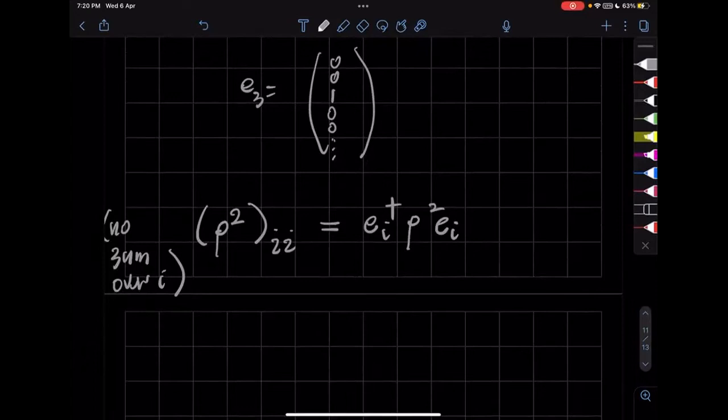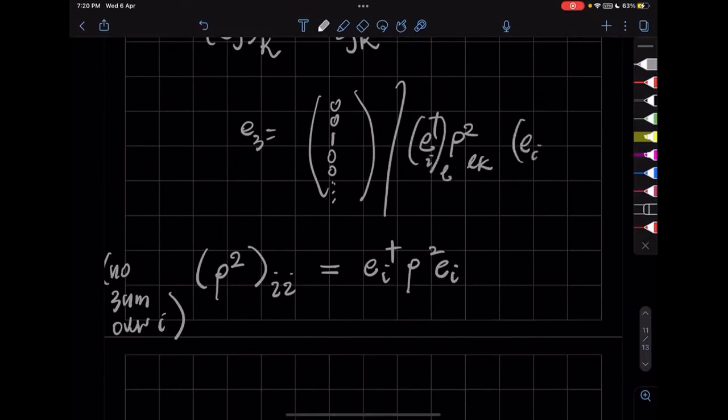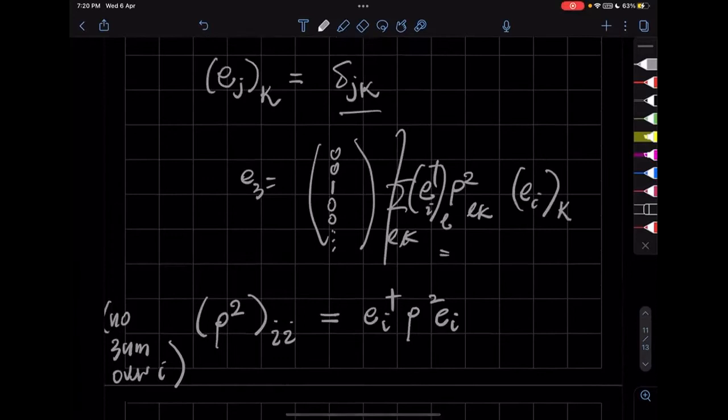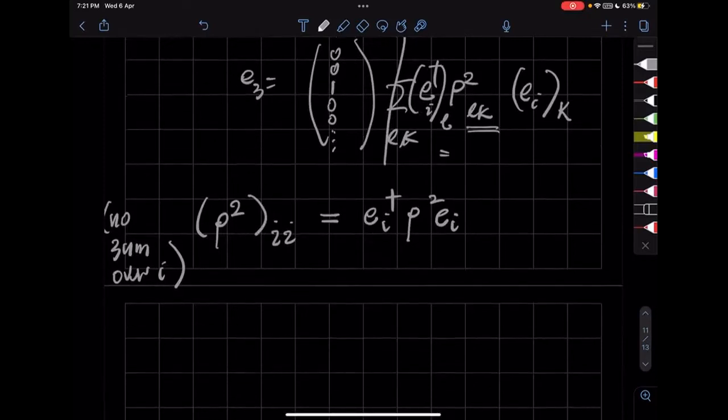But this is a triviality, if you like, because if you take the LK element of rho squared and multiply by EI, with a sum over L and EI, and a sum over K, there's no sum over I. The sum is over L and K, right? And then if you introduce the delta here, you just get these two indices to be the same. So this is a very trivial statement.